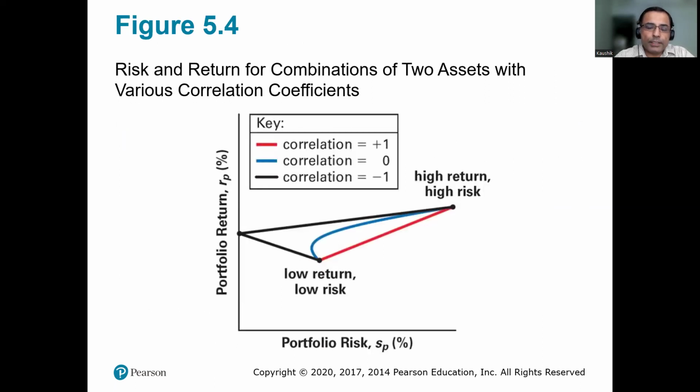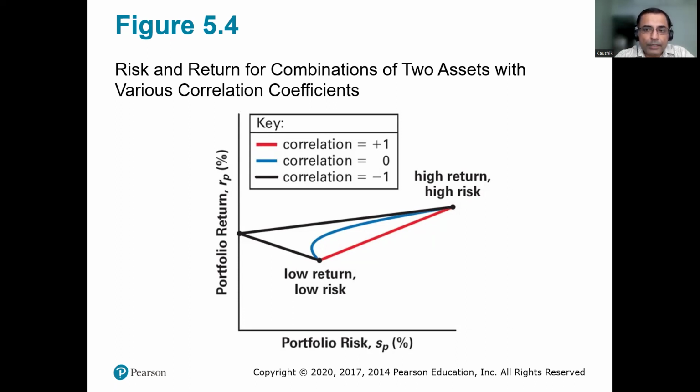What we notice is that if we start with a low return, low risk asset, and we gradually add the share of a high return, high risk asset, and if they are positively correlated, or if they have strong positive correlation, the total return for the portfolio increases and the risk also keeps increasing.